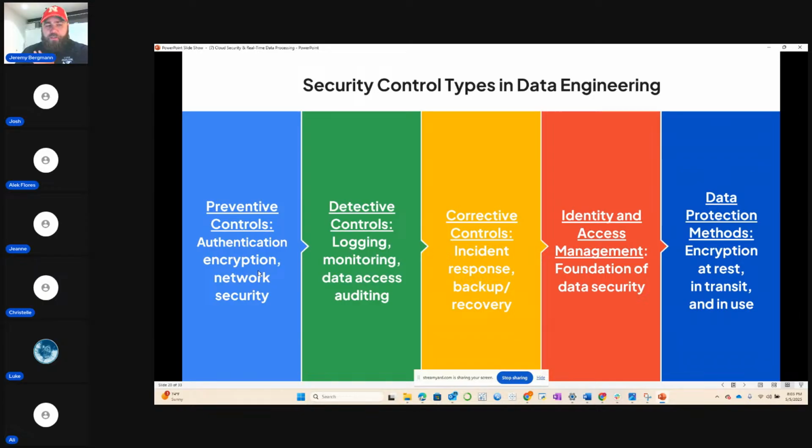Same way with encryption. So you encrypt data, oftentimes as you transmit it or when you have it at rest, when you're storing it, to prevent people from being able to access that sensitive information without decrypting the data. And then network security. So you have network security controls that keep people out of networks and systems. Those are probably the most common types of attacks on companies, or network attacks.